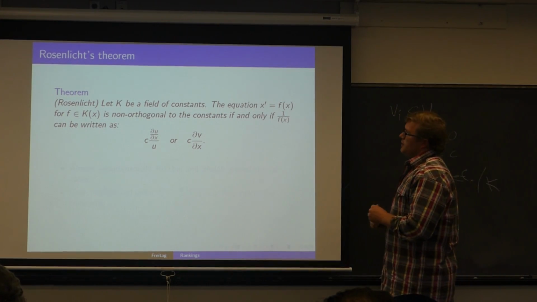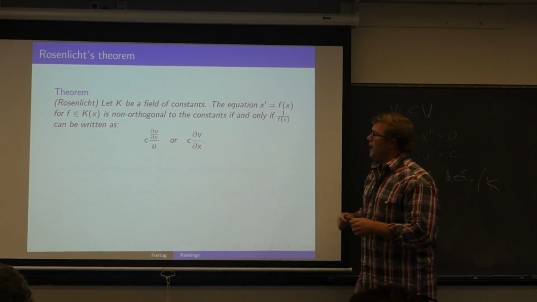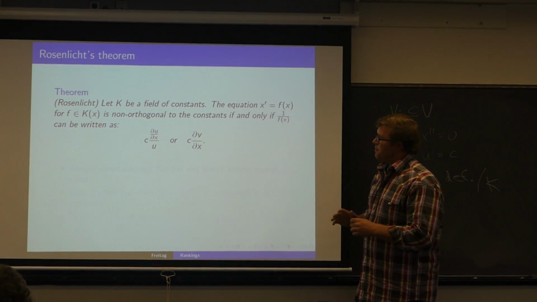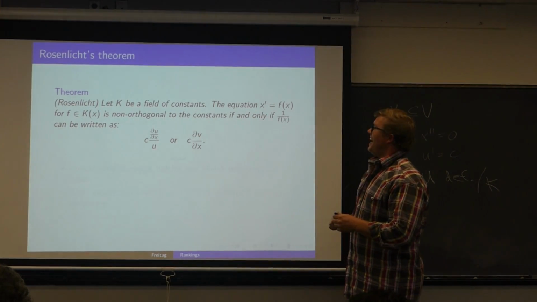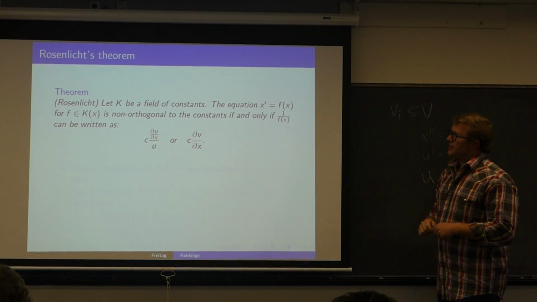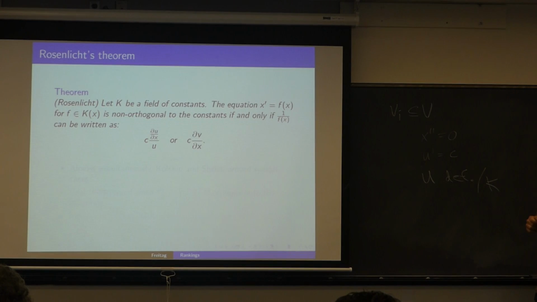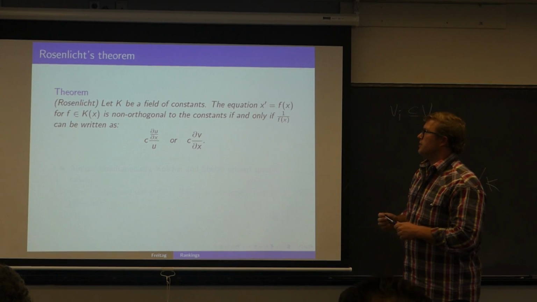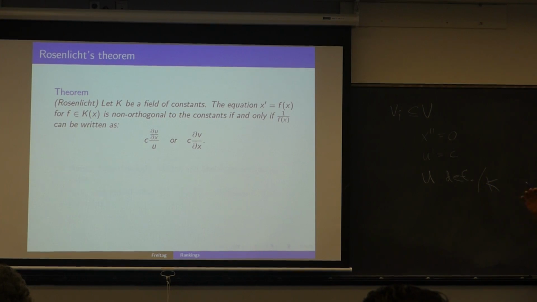So Rosenlicht considered differential equations of a very special form, order 1 equations, x prime equals f of x, where f is a rational function over a field of constants. This isn't how he stated it maybe, but that's non-orthogonal to the constants if and only if you can write the term 1 over f of x as a logarithmic derivative or a derivative. I'll elaborate on this a little bit more, but basically, non-orthogonal to the constants means that over some field extension, there will be a non-constant map from your variety to the constants.